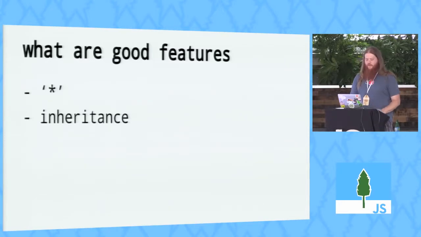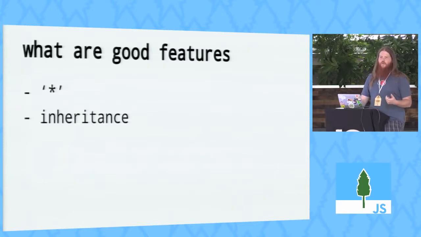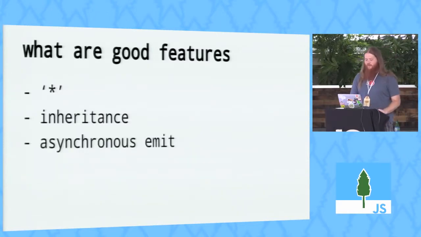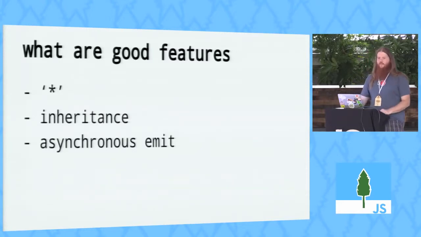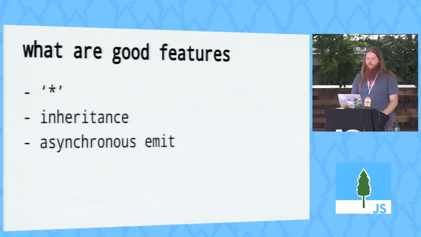So one way to do that is to have event emitters that can inherit from other events. You can also have a roll-up event emitter that listens to a whole bunch. Asynchronous emit: emit is synchronous by nature, but there's no reason you can't make it asynchronous. It does slow down performance, but sometimes that's the thing that you want.